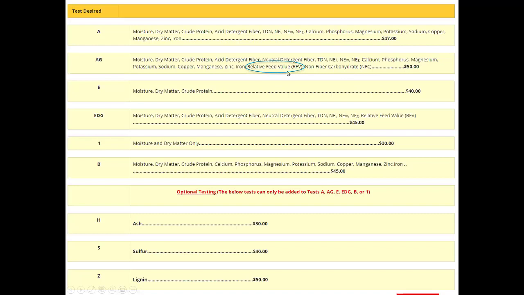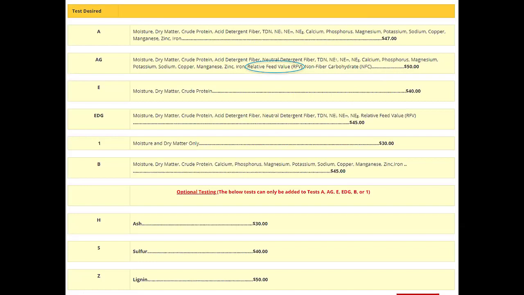But for another $3, you can get that relative feed value. All right. If you just want moisture and dry matter, you can do that yourself. But when I do a forage sample, I want to know my protein, my total digestible nutrient, and I want to know the minerals as well. It's nice to know what you're feeding your cow, number one, but then number two, you know how much minerals you're pulling off of that field.